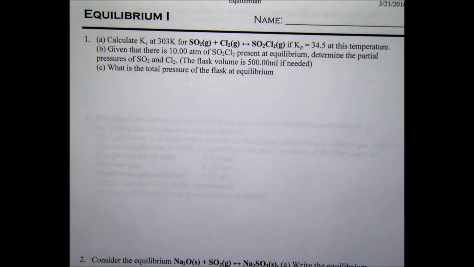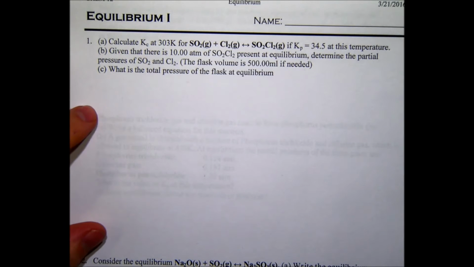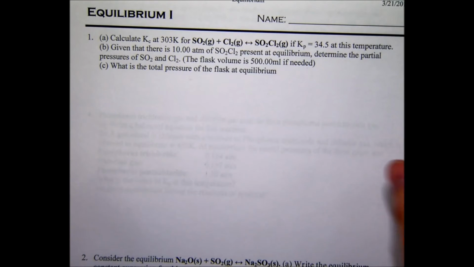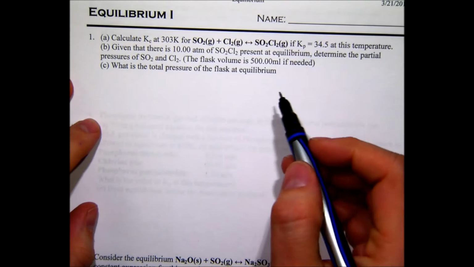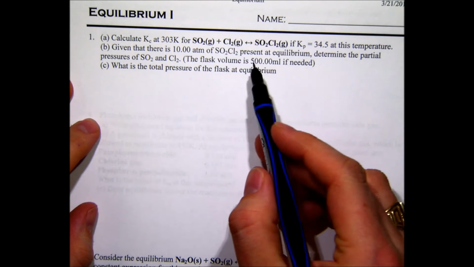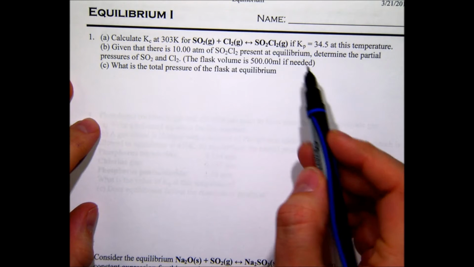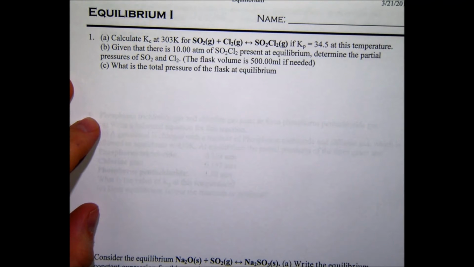So we're going to take a little bit of time here to go over the equilibrium handout that you have been given, titled Equilibrium 1. So we're going to go through a set of problems, hopefully to help you review concepts if you've learned in equilibrium in Unit 9. So 1A says, calculate Kc at 303 Kelvin for SO2 plus Cl2 going to SO2Cl2, if Kp is 34.5 at this temperature.